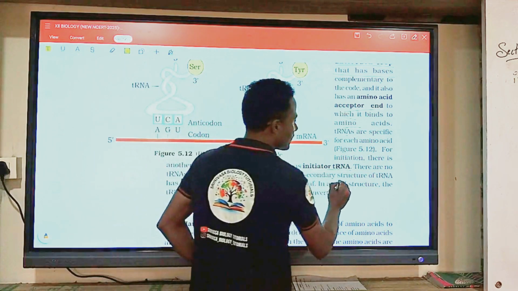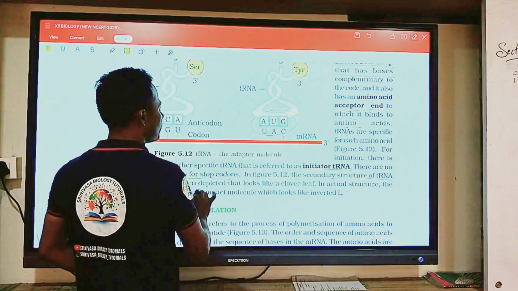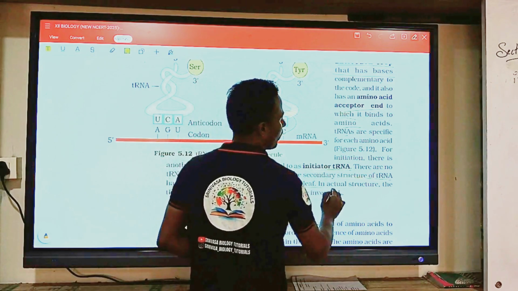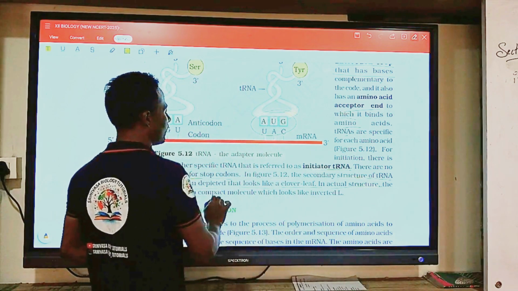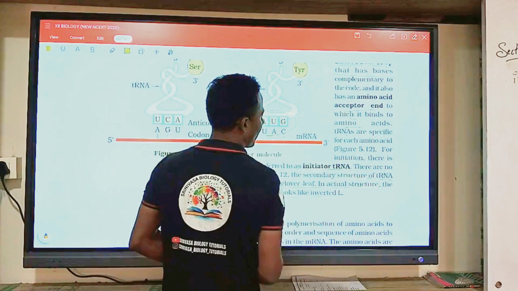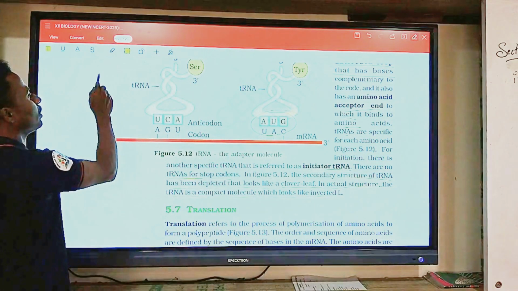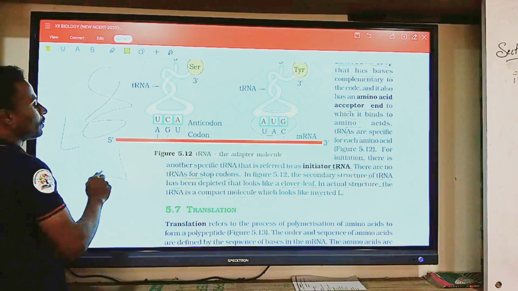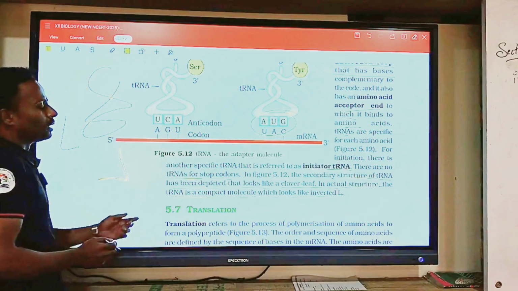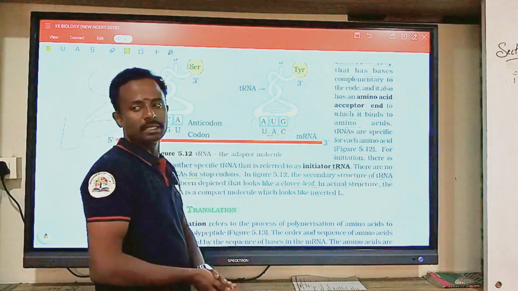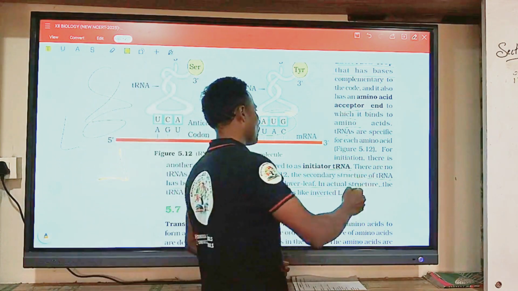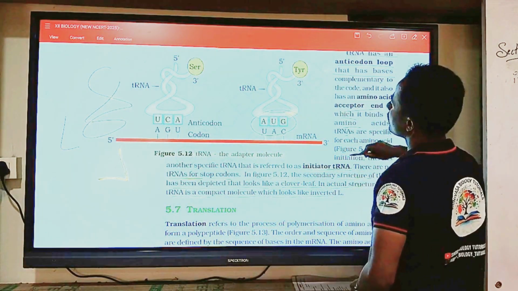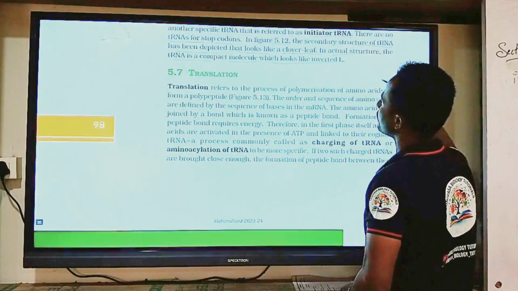Let us see the secondary structure of the tRNA, which has been depicted as looking like a clover leaf, while the actual structure of the tRNA molecule looks like an inverted L. So when it is complete, it appears as an inverted L shape or as a clover leaf shape. Okay, this is the adapter molecule, the tRNA adapter molecule.